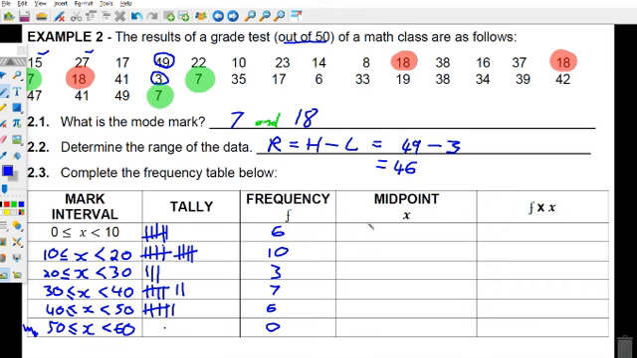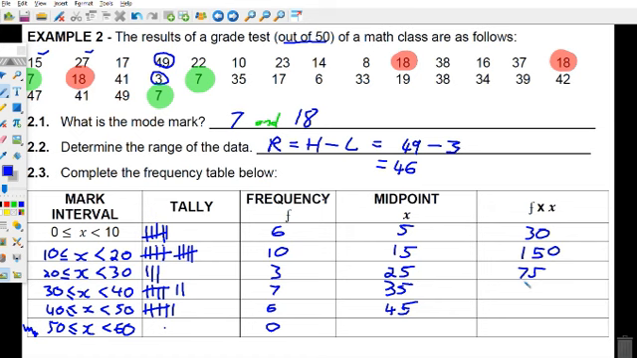All right, so now let's find the midpoint between 0 and 10. It is going to be 5, 15, and then here's 25. So we can see my midpoint goes up by how big my frequency interval marks are. So next one's 35. Okay, there's 45. Then we're going to take our frequency times my midpoint. 6 times 5 is going to be 30. 10 times 15, 150. 3 times 25 is going to be 75.